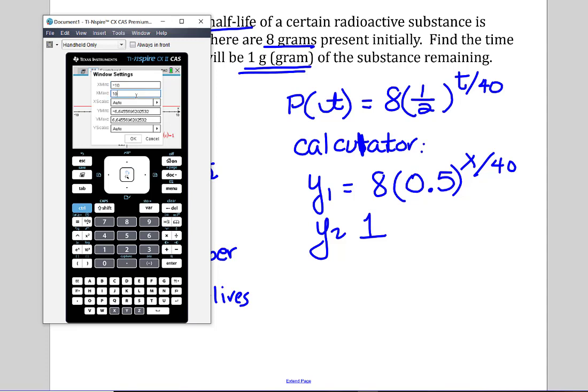Let's say we go out, I don't know, 180 units. This is in what, days? In days. Okay, so there's our intersection. Menu, analyze, intersection. So that makes sense. So 120 days, we'll have 1 gram remaining.